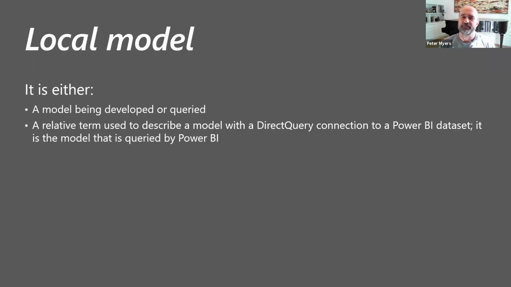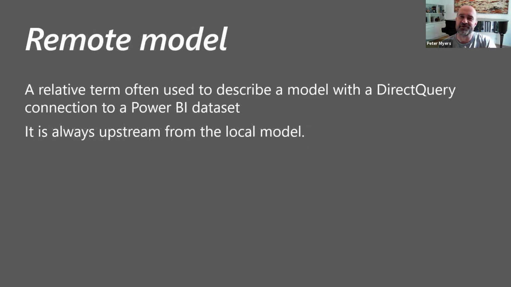The next term is that models are either local or remote. And what local means is that it is local to the report or whatever is querying it. So if you're in Power BI Desktop and you're authoring a model, that model is local to the report. Now, a remote model says the model is not local. So think about it. If you do a live connection to a data set, then the dataset model is remote from Power BI Desktop.